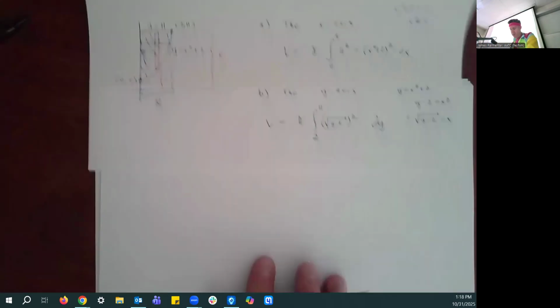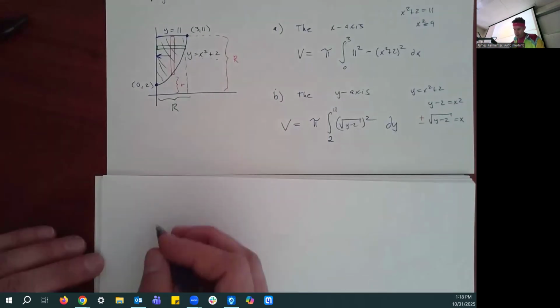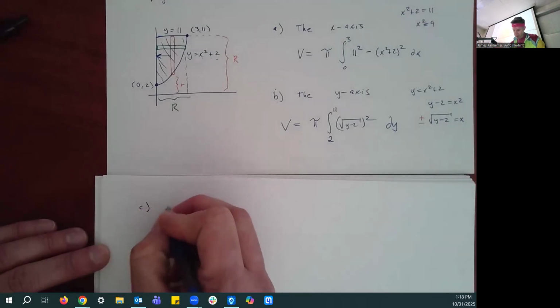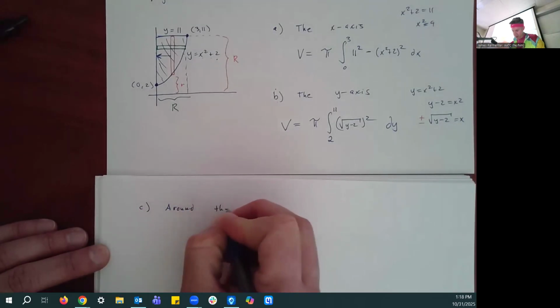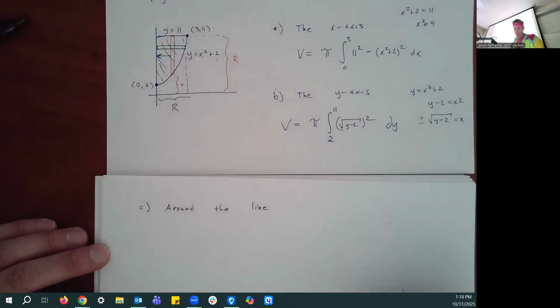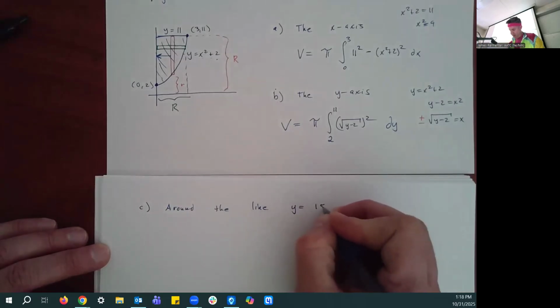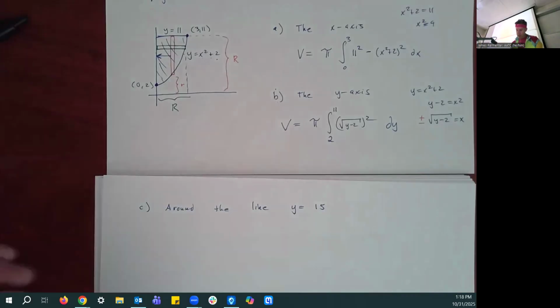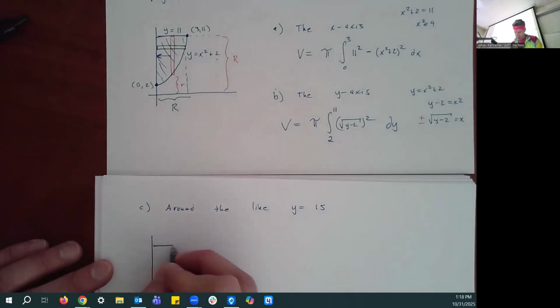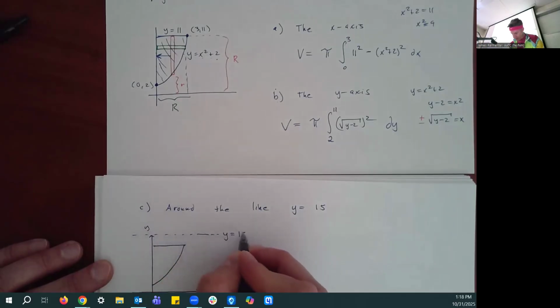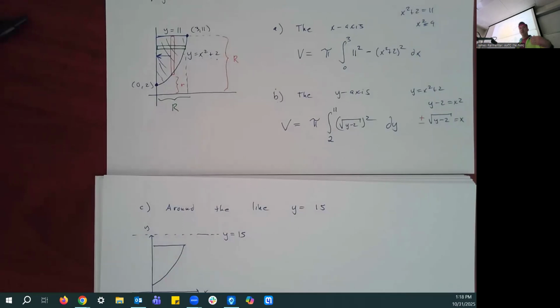So let's say we were asked to now go around the line y equal to 15. Now my region looks vaguely like this: x-axis, y-axis, and here's the line up here, y equal to 15. My axis of rotation is horizontal, so my strip better be vertical.